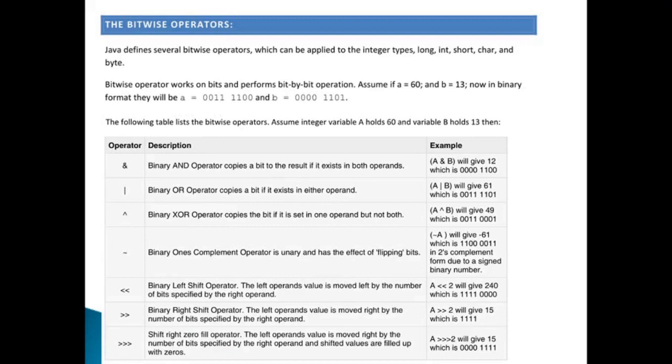And then there is the shift right 0 fill operator. The left operand's value is moved right by the number of bits specified by the right operand, and shifted values are filled up with zeros. Now in the binary left shift and binary right shift operators, only one bit was moved left or right. But in the case of the shift right 0 fill operator, the argument provided with that operator is the number of times that the bit is dropped and subsequent zeros are filled. Okay.